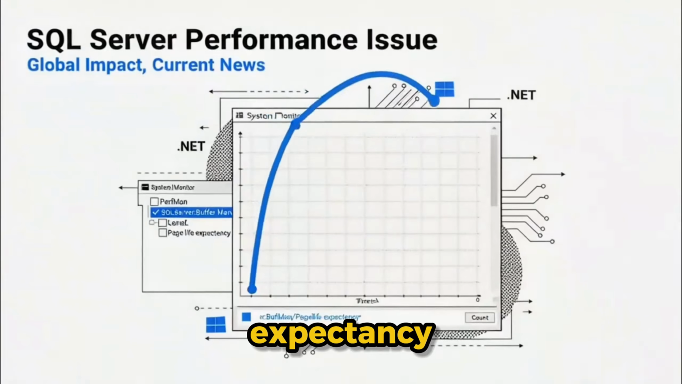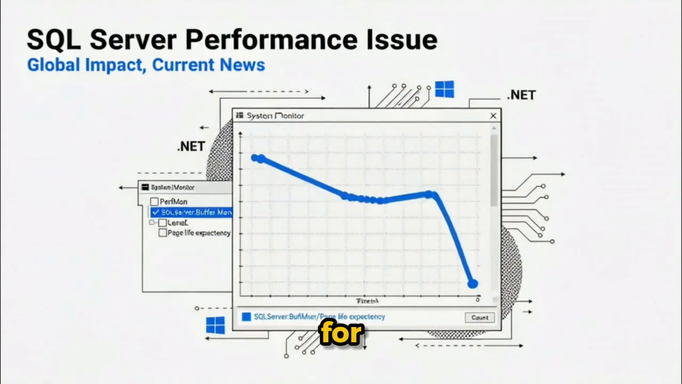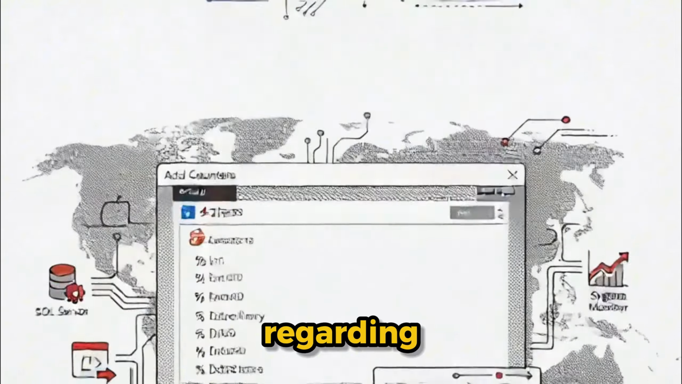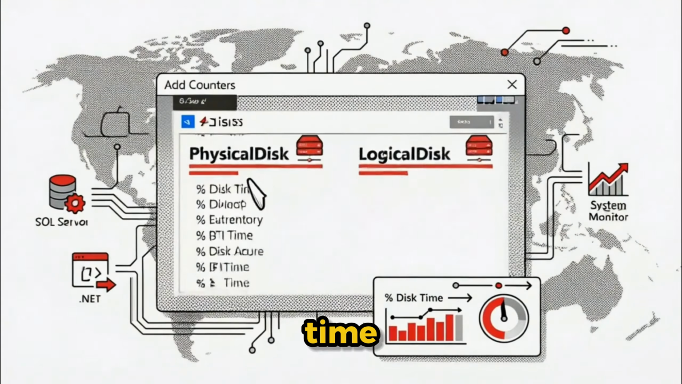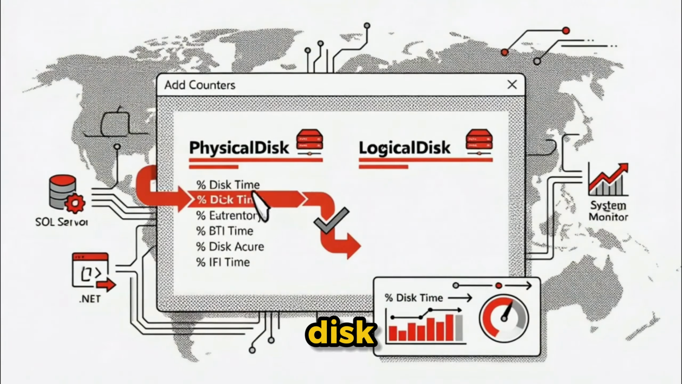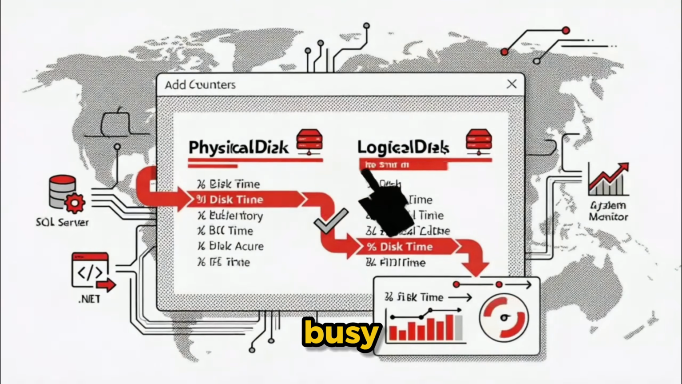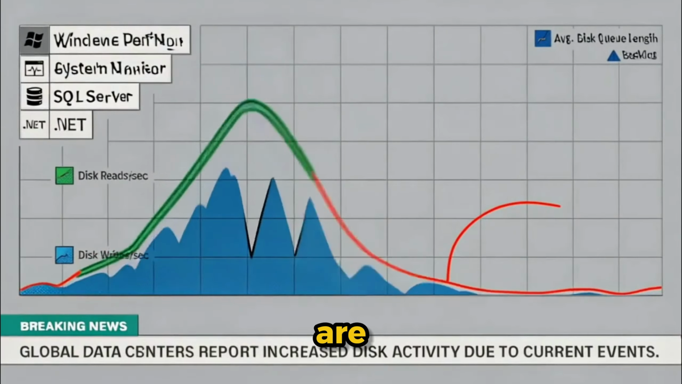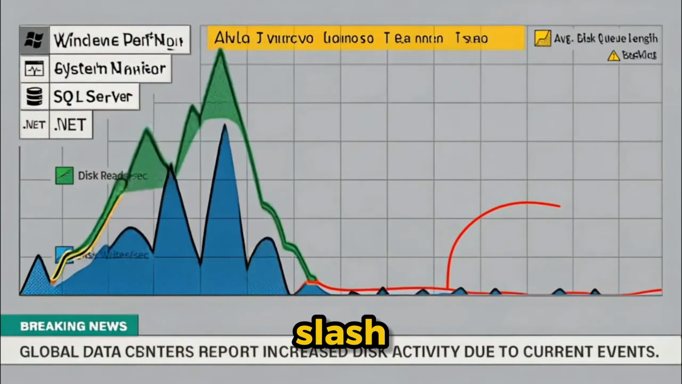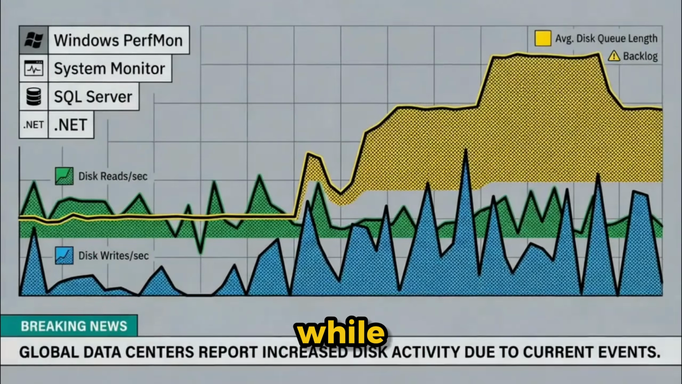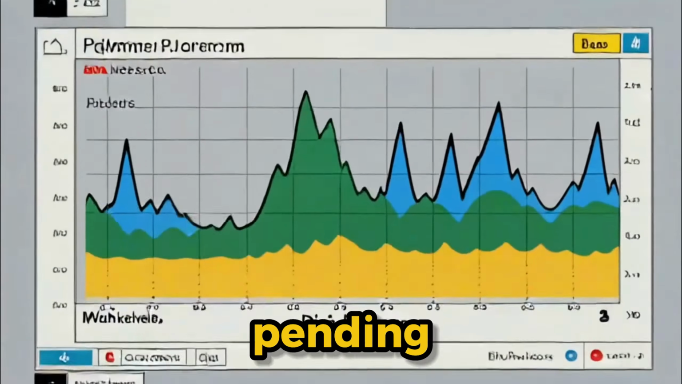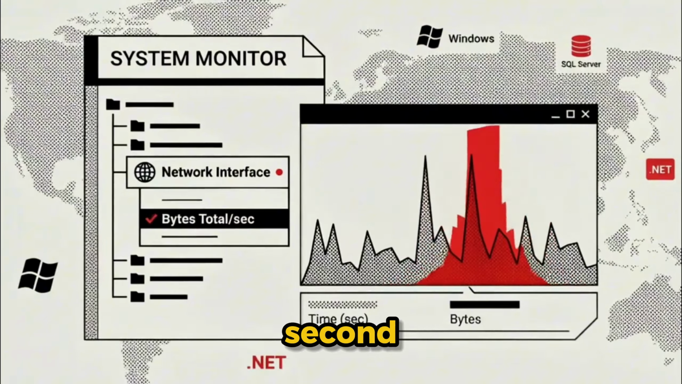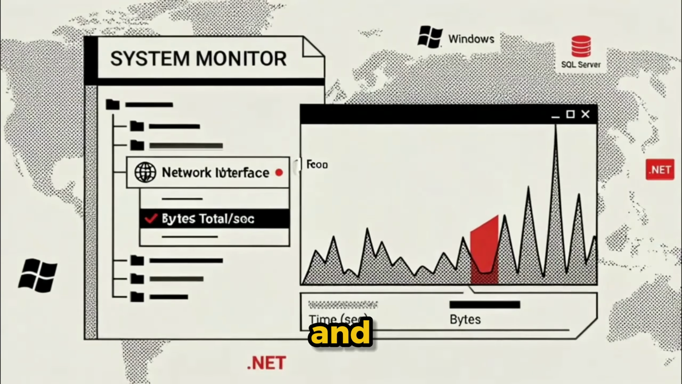Page life expectancy is another key counter, especially for SQL Server, showing how long data pages stay in cache. Regarding disk activity, percent disk time for physical disk or percent disk time logical disk shows how busy your disks are. Disk reads per second and disk writes per second are crucial for understanding I/O operations, while average disk queue length indicates pending requests. For network monitoring, bytes total per second provides an overview of data sent and received.